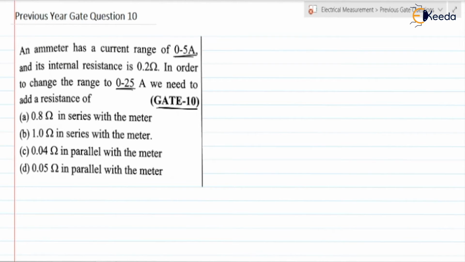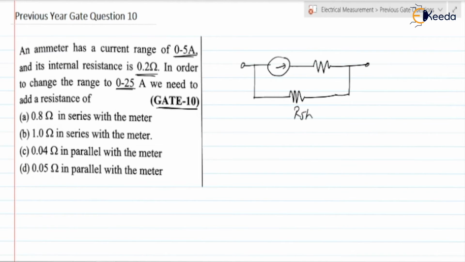We are interested in extending the range from 5 ampere to the 25 ampere, and its meter resistance is given 0.2. So recall the point of extension of range of ammeter. So for that we need to connect a resistance in parallel, okay, with the basic meter. So this is our basic meter, its internal resistance, right, and across this basic meter we need to connect a shunt resistance. So this is the shunt resistance we are having. Our task is to find the RSH value. This current is given, it is a 5 ampere, right?